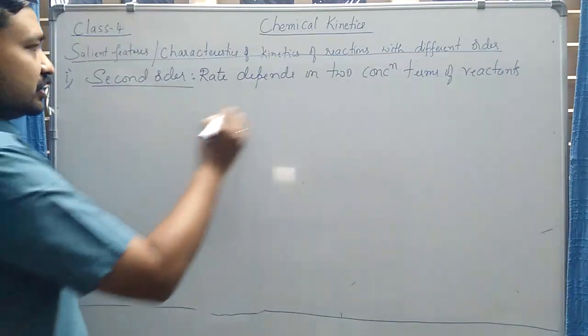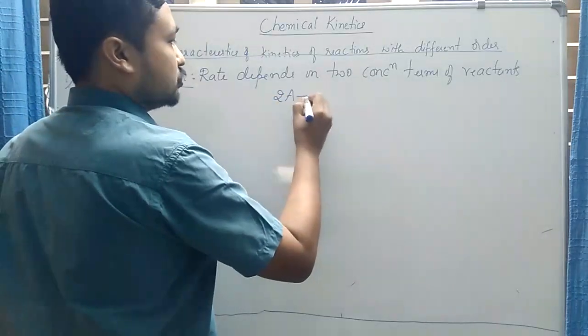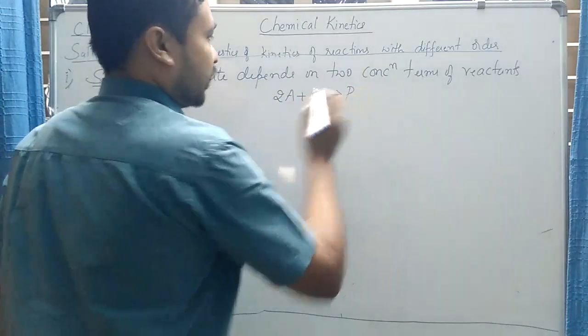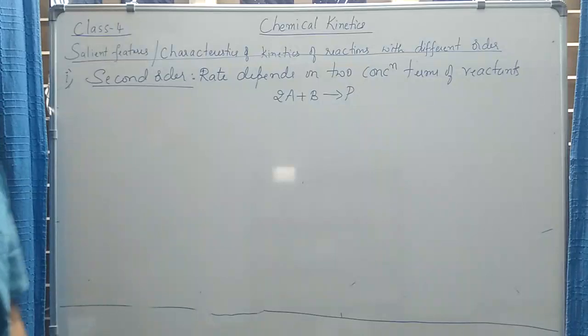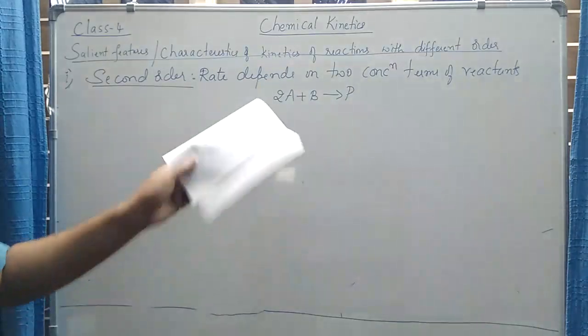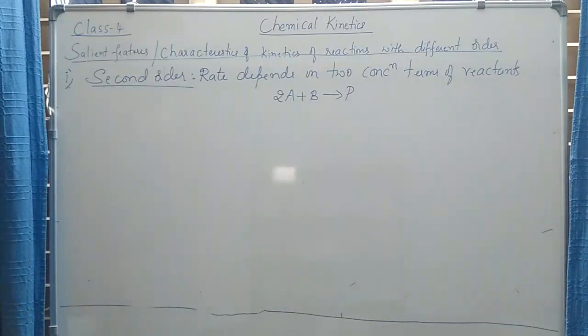Okay, let me give a simple reaction. Suppose I have 2A plus B giving product. The molecularity of the reaction is equal to 3 because there are two molecules of A and one molecule of B. But the rate of the reaction depends only on two terms of concentration. The slowest step, or the rate determining step, consists of only two original reactant concentration terms. Which two? Whether it is two molecules of A or one molecule of A and one molecule of B.